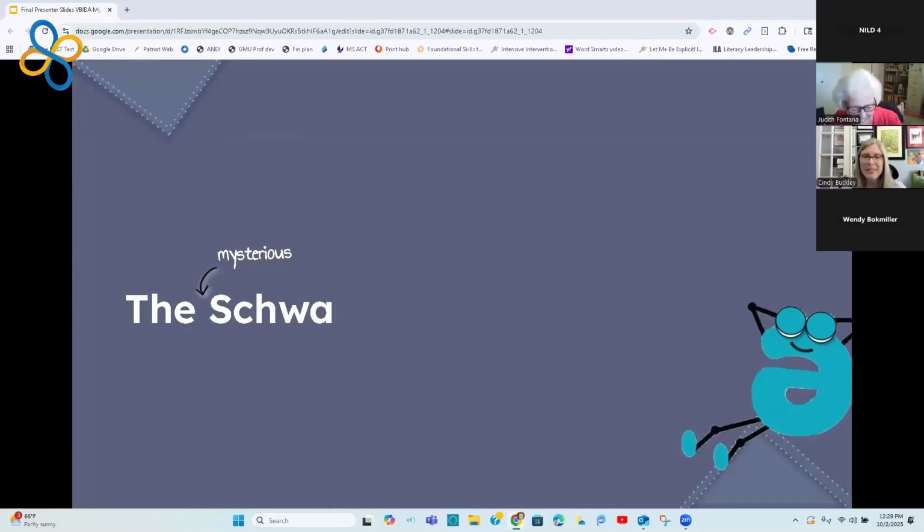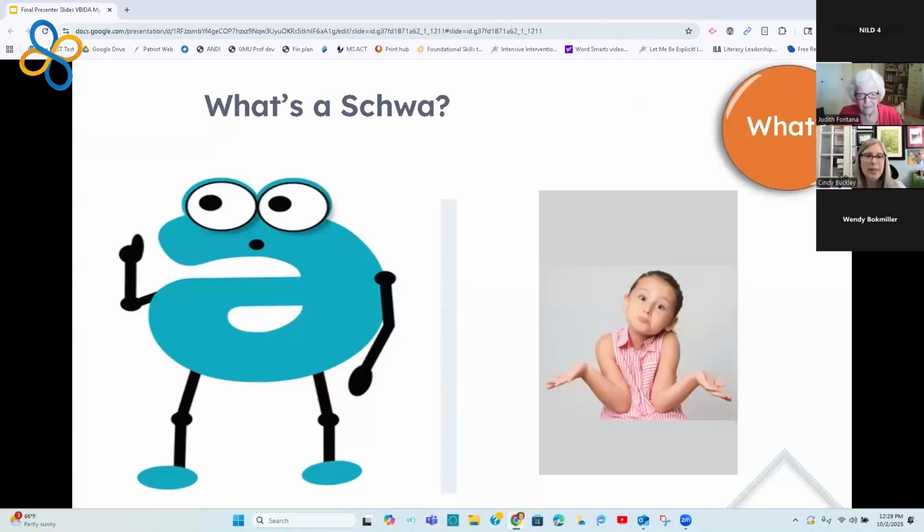The schwa sound is written with a symbol that looks like an upside down E. And this little upside down E character is responsible for so much confusion in both reading and spelling. Let's start with the basics.